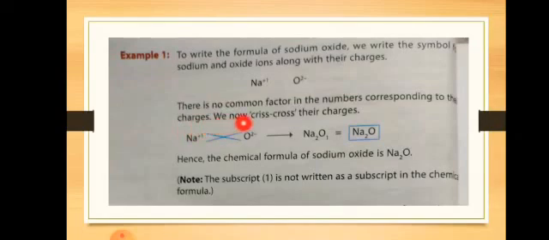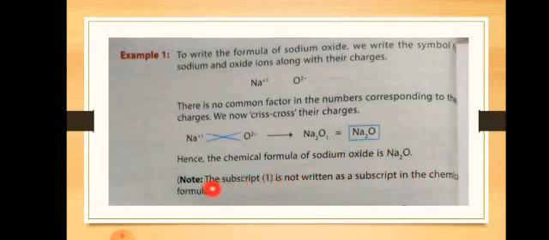So now we crisscross their charges. You can see how the charges have been crisscrossed. This 1 has been transferred to this O, and this 2 has been transferred to this Na. And see how this has been written. Na2O and 1. So 1 we need not write. So we write the formula as Na2O. Hence the chemical formula of sodium oxide is Na2O.